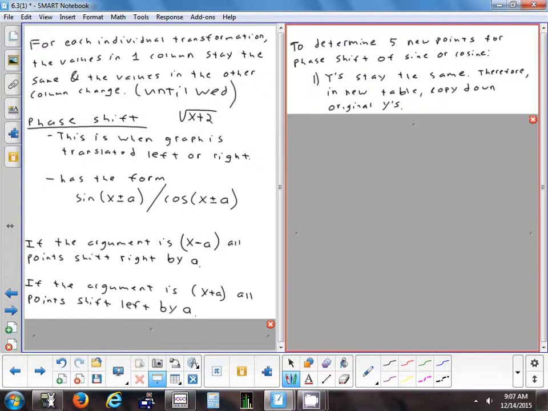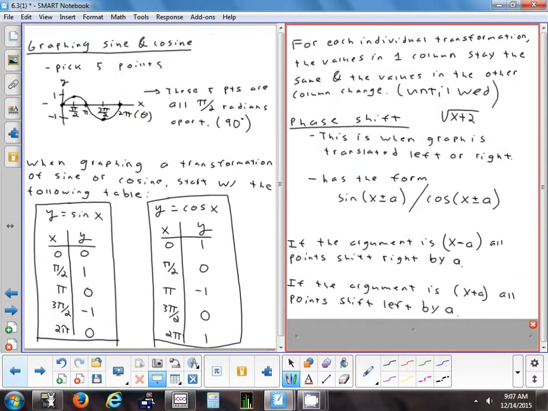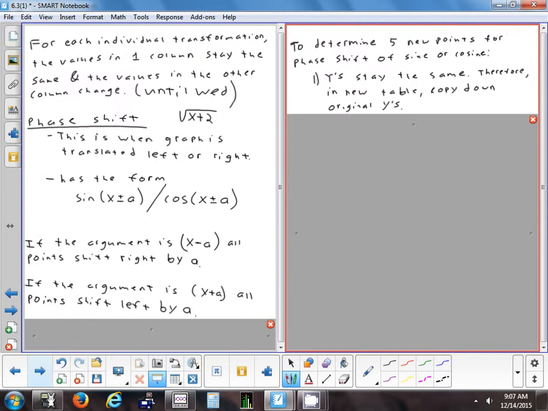Right, so when we're trying to find those 5 really important points to make our graph, on a phase shift, keep the y's the same. Okay, all you have to do is go back to your original table, copy them down. If you're doing sine, copy the ones on the left. If you're doing cosine, it's the table on the right.